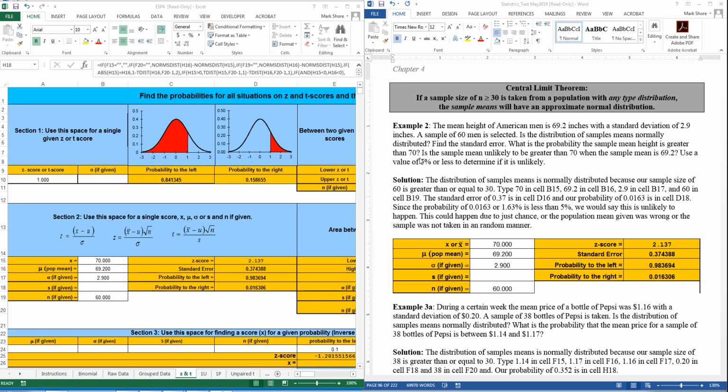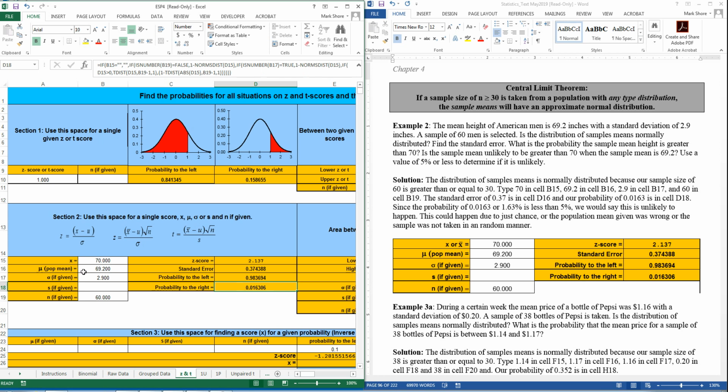Well, let's see. First of all, the distribution of the sample means is normally distributed because as long as your sample size is greater than 30, which this is a sample size of 60, then you're guaranteed that the distribution of your sample means is approximately normally distributed. So we're good with it being approximately normally distributed. Now, to get this answer, we use the second section of the sheet again, and using the left-hand side of the sheet, put in your value that we're testing, which is 70 right here. We're going to test greater than 70, so we'll be looking at the area to the right.